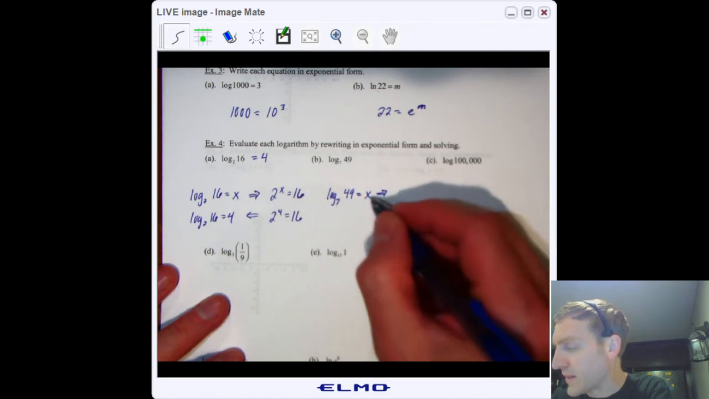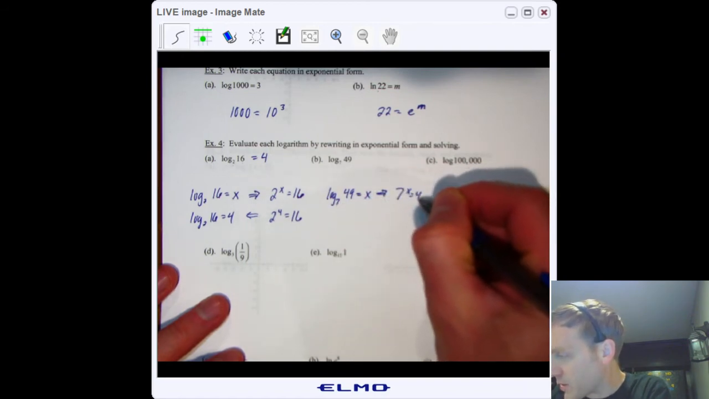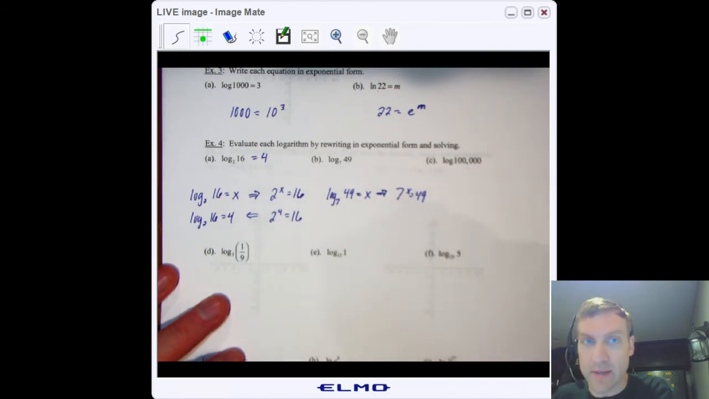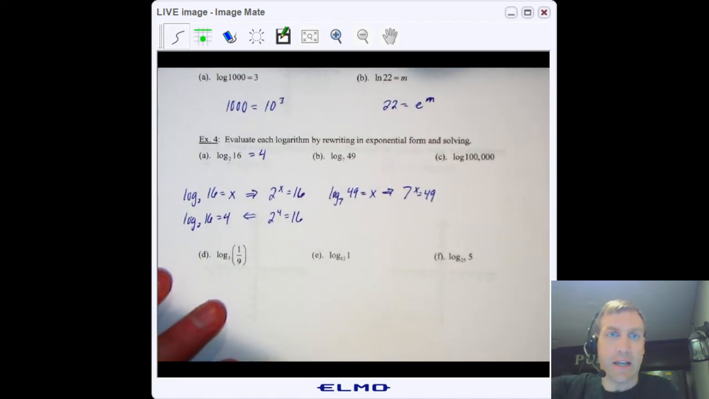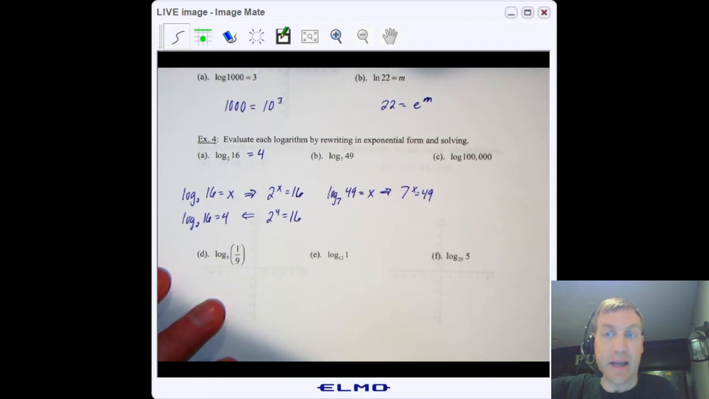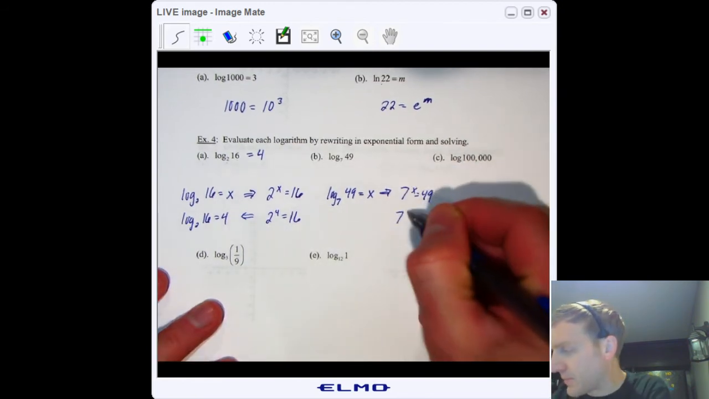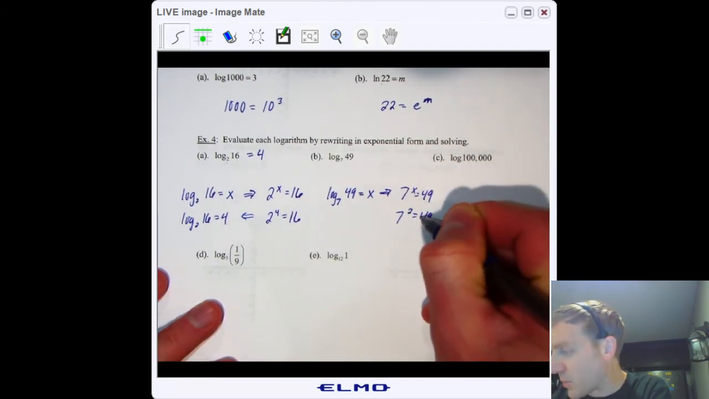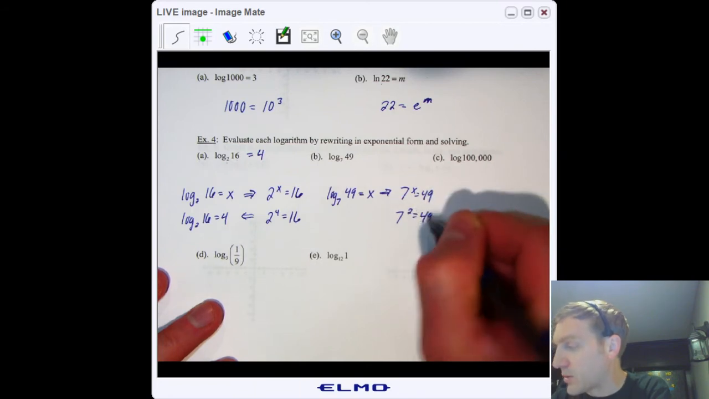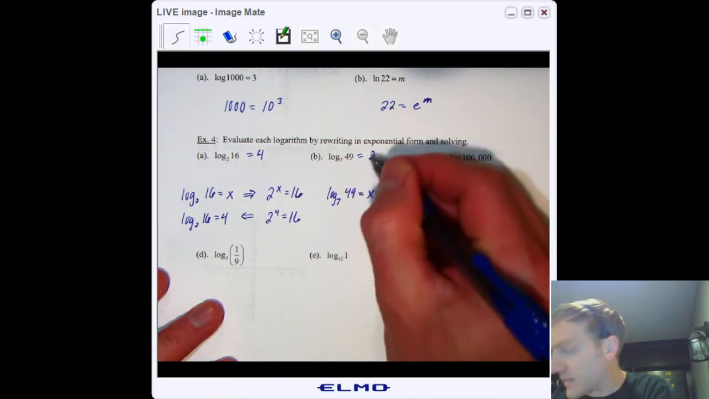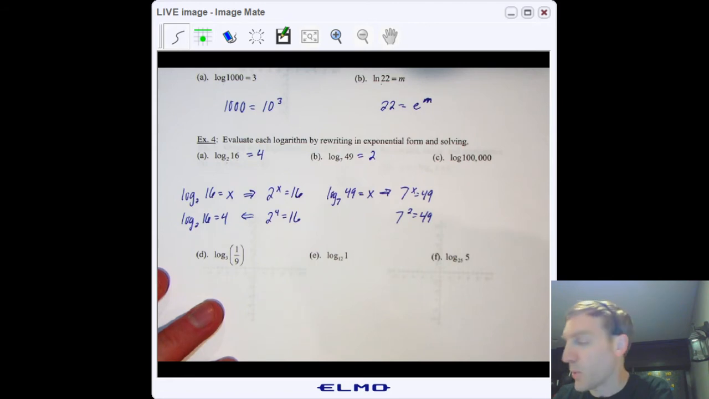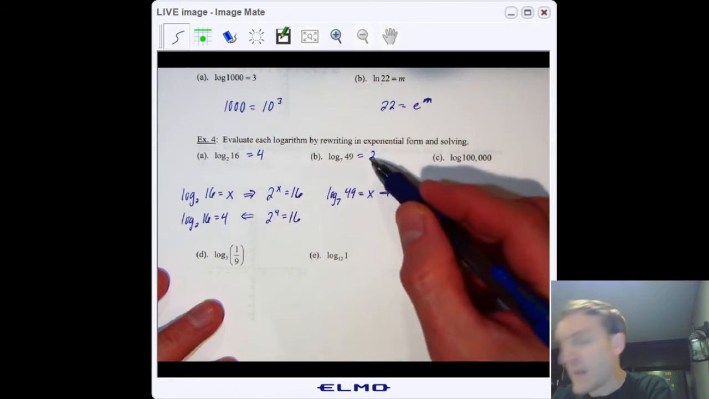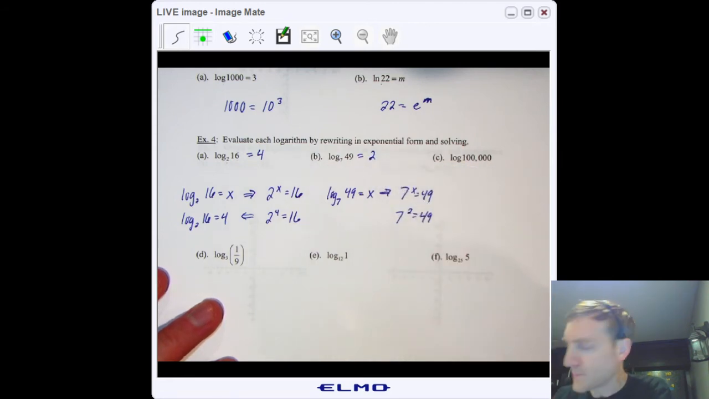So 7 to the x equals 49. What power of 7 gives you 49? One more time, be careful. It's not multiplication. It's not 7 times 7 is 49. That's a big mistake students make. It's an exponent. 7 to the second power is 49. So the answer is 2. The answer is always the exponent. The answer to that logarithm is 2.